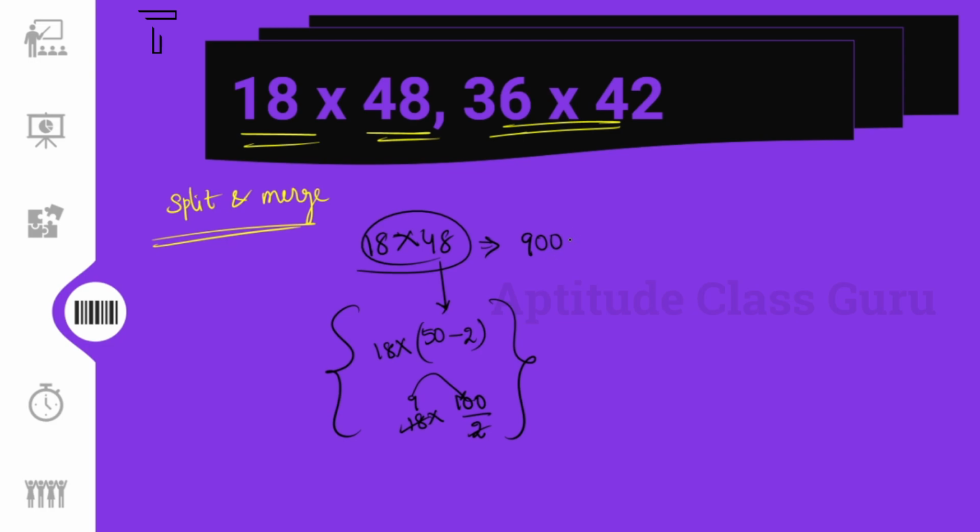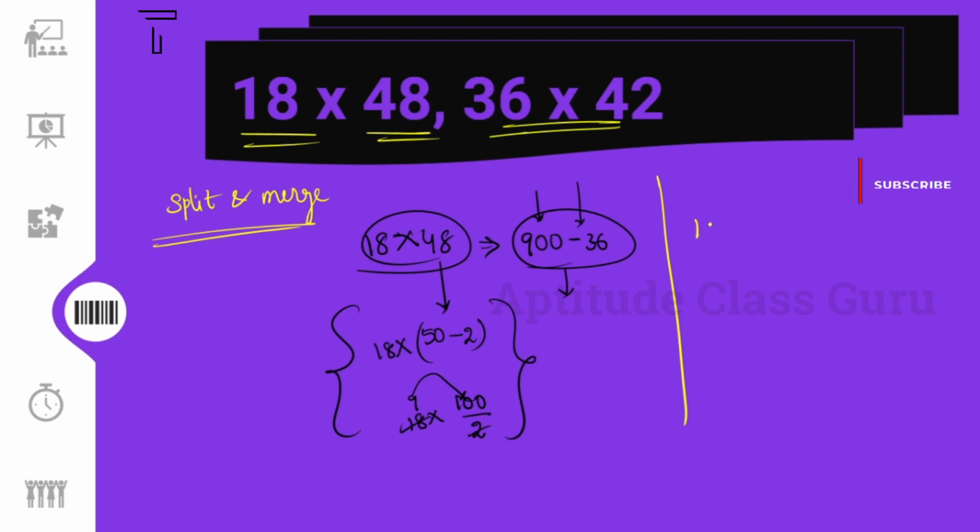But you have to subtract 2 times the number. 2 times is nothing but 36. Whatever the result, I don't bother about that. I know the answer, it is 864, but I don't bother about that. Why? Because I need these 2 terms to be defined very quickly. So similarly, I am going with another example.